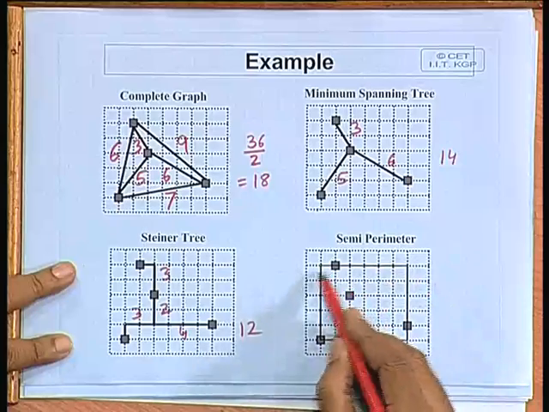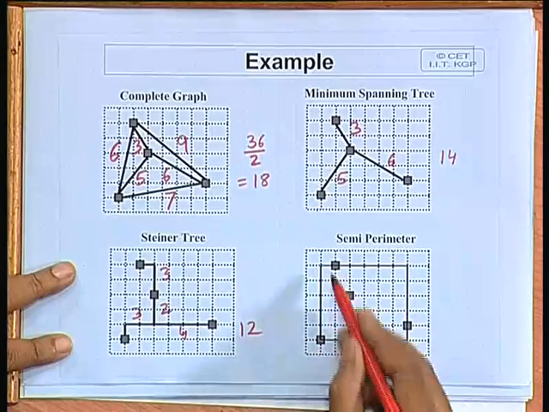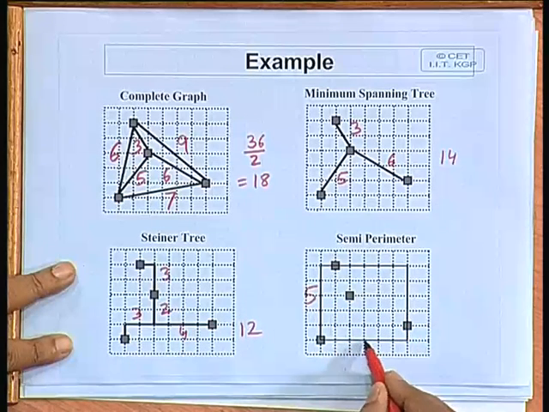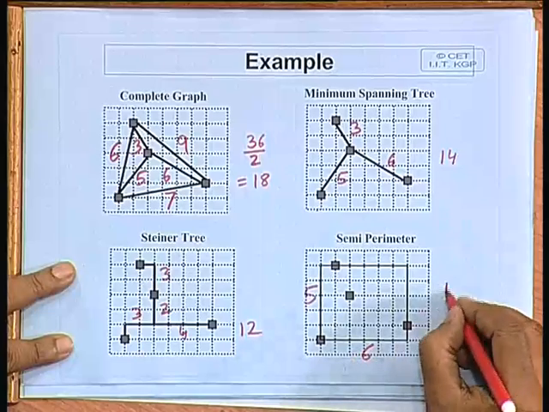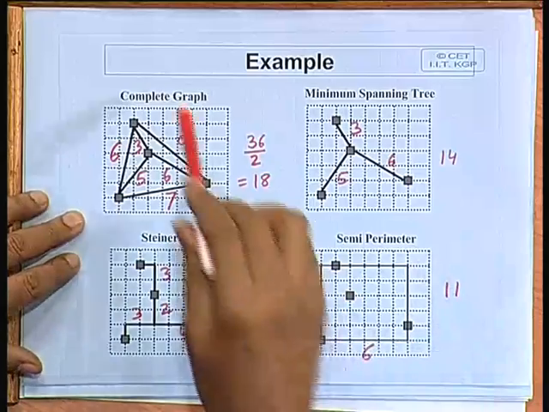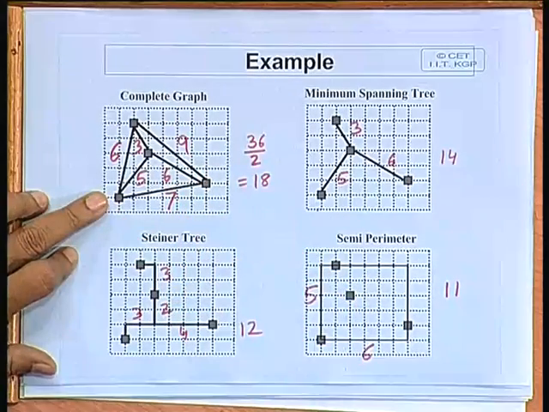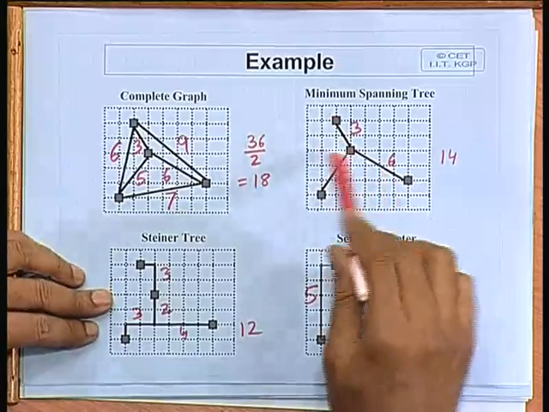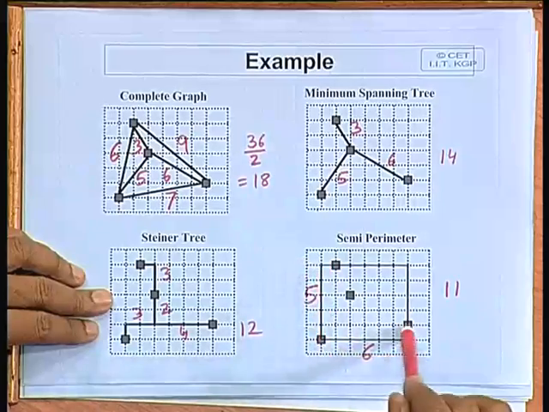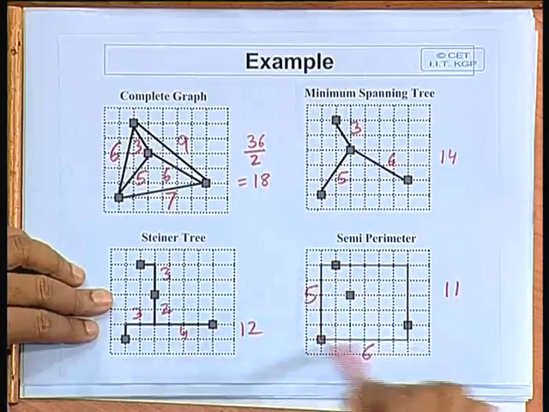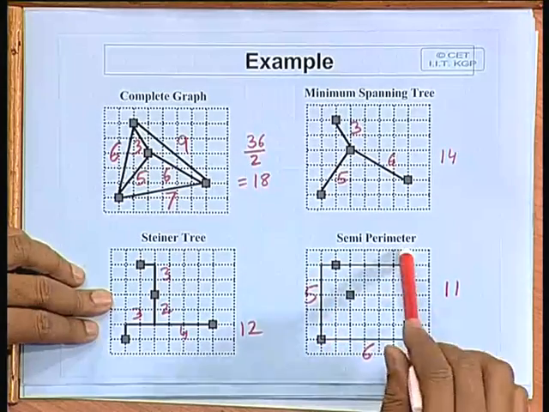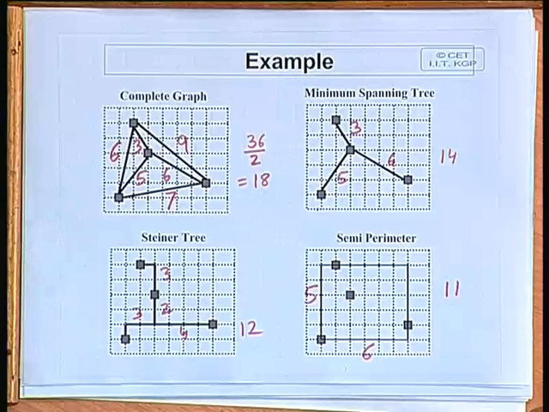In the semi-perimeter method, you just imagine the bounding rectangle and take the semi-perimeter, 6 and 5, 11. So, as you can see, for complete graph you need a lot of computation. For minimum spanning tree you need to construct the spanning tree. Steiner tree is same, but semi-perimeter is very fast. Well, you basically need not compute anything, because defining this rectangle is very easy computationally. See the minimum x coordinate and the minimum y coordinate, maximum x, maximum y, you can find out from that. Okay. Fine.